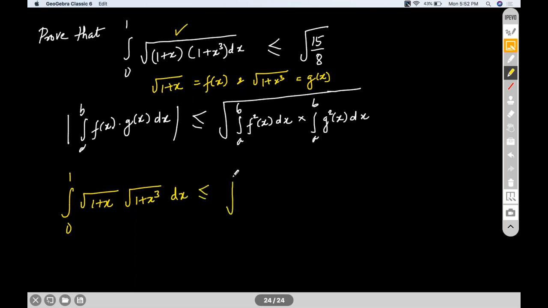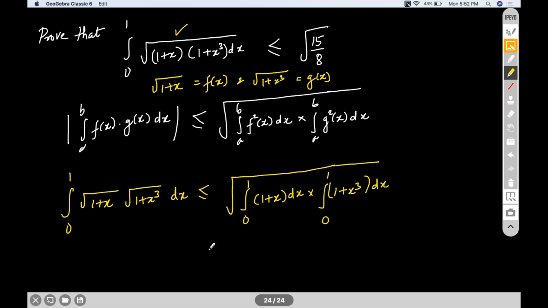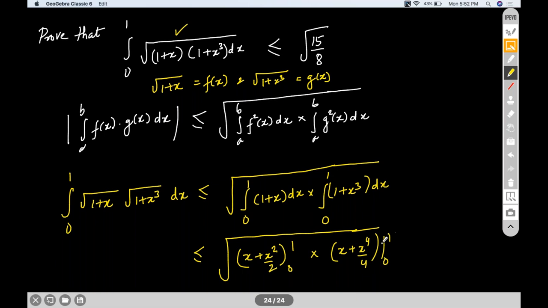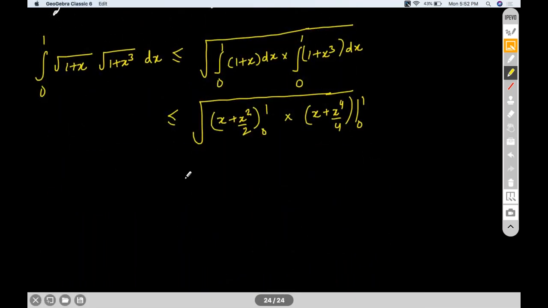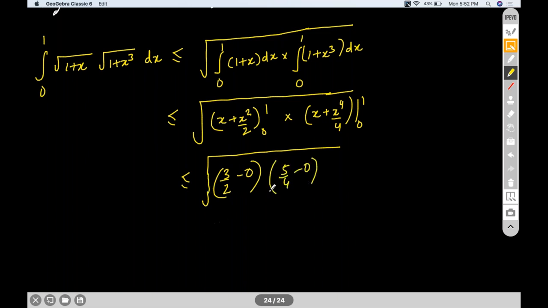This will be less than under root of integral 0 to 1 square of this, which will be 1 plus x, into integral of square of this quantity, which is 1 plus x cube. Integration of this is x plus x square by 2 from 0 to 1, into x plus x to the power 4 by 4 from 0 to 1. Putting 1 will give you 1 plus half, that is 3 by 2, and putting 0 gives 0. And this will give you 5 by 4 minus 0. So when you multiply, ultimately it becomes 15 by 8. So this result can never exceed under root of 15 by 8, hence proved.